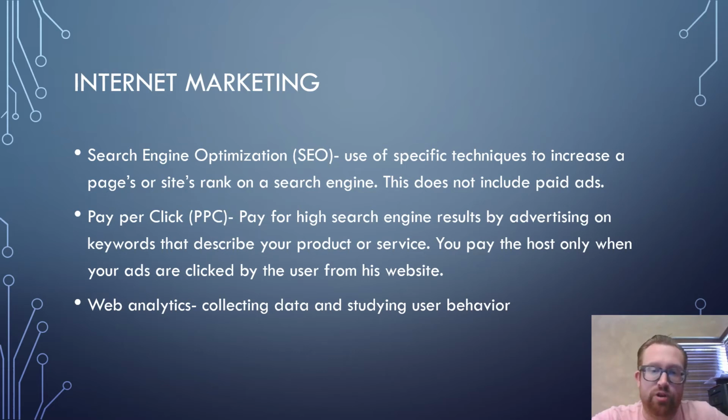Pay-per-click, this is when you pay for high search engine results by advertising on keywords that describe your product or service. You essentially buy keywords and ads to help pay to get your result higher. You pay the host only when your ads are clicked on by the user from the website. Web analytics, this is collecting data and studying user behavior. This is very important, and we'll talk about all 3 of these in just a few minutes.